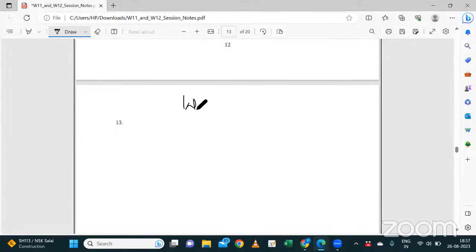So let's move to the concept of week 12. So far we discussed discrete random variables and some distributions associated with them. Now we'll move to the continuous random variable. What is the continuous random variable?